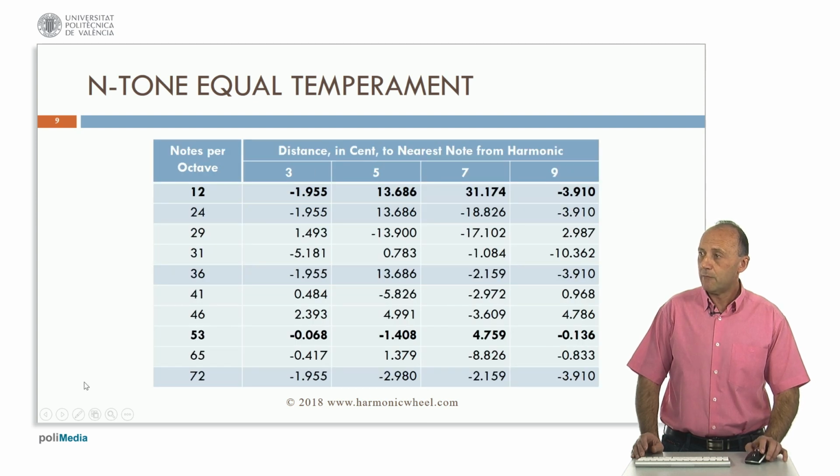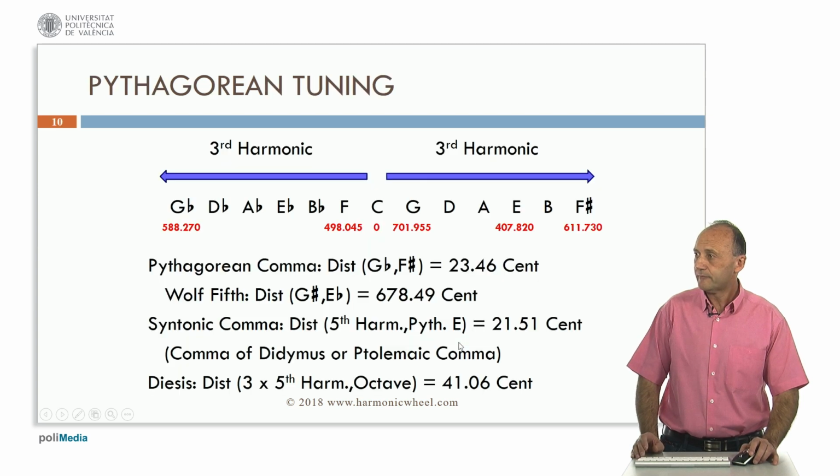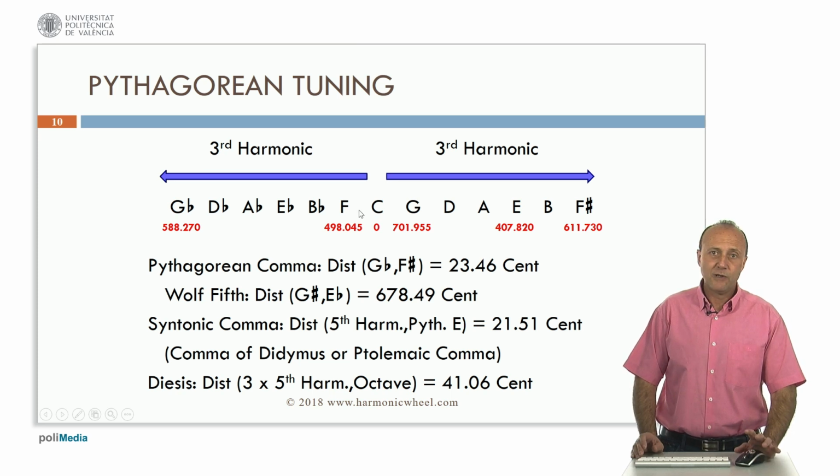In this table, we can summarize the results, those divisions of the octave which better approach the first harmonics 3, 5, 7, 9. For example, with 12 divisions, it matches very well the third harmonic, but not 5 or 7. And with 53 notes, it matches very well the third harmonic and very well the fifth harmonic and quite well the seventh harmonic.